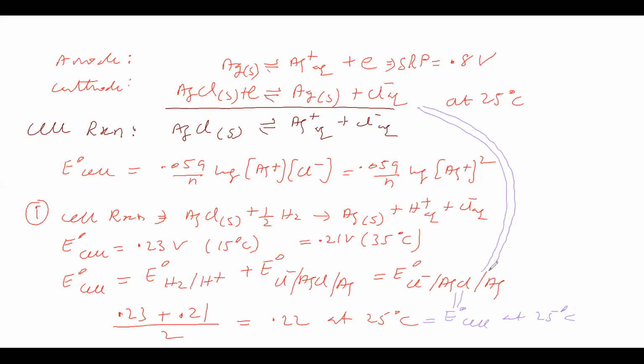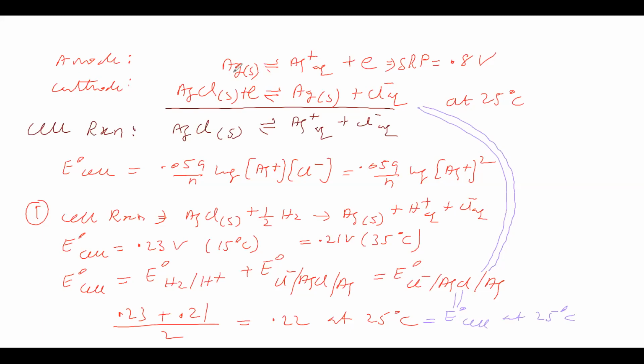Now we know the SRP for this reaction, and for this reaction also we know the SRP. So for this cell reaction we have written this equation, this formula. From this we have got the concentration of Ag plus. So now we will go for this one.